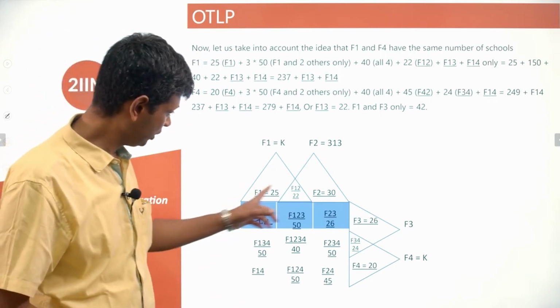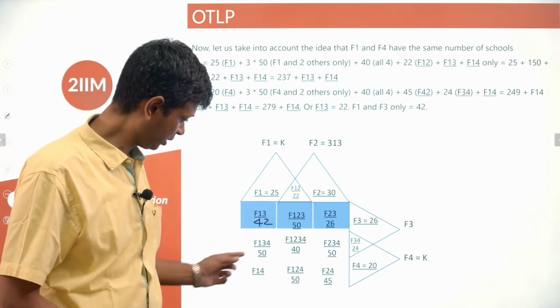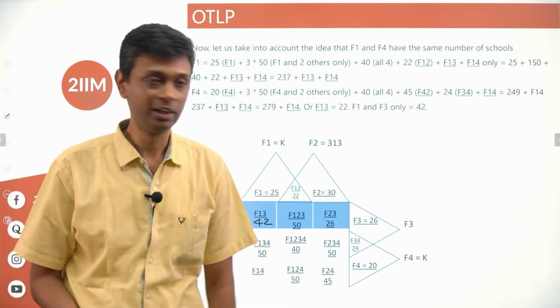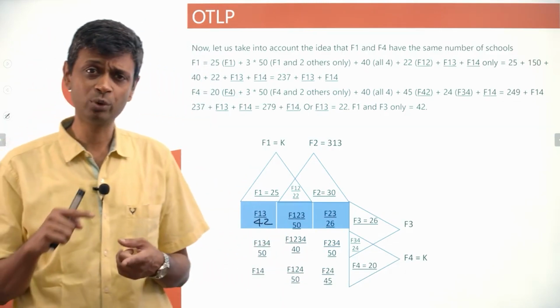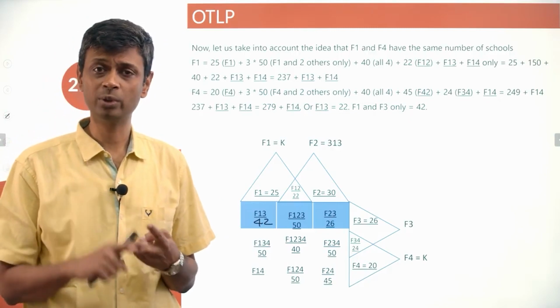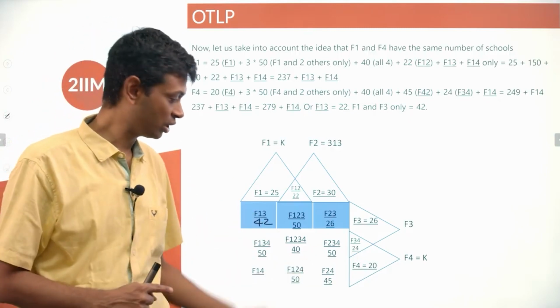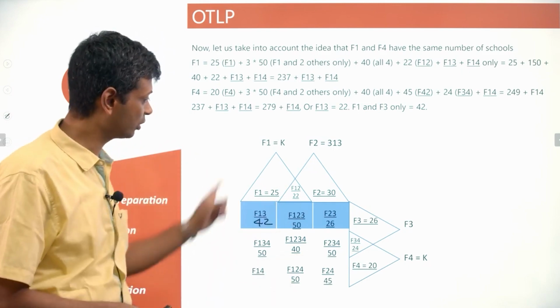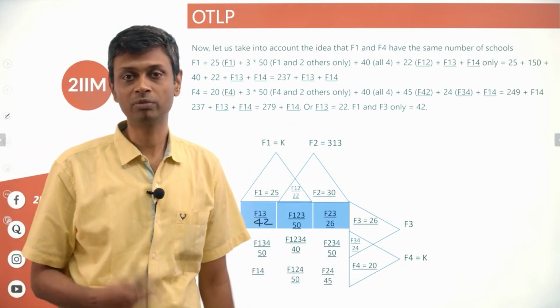We found these three, these three, these three, these three, these two. Just one piece here is missed out. We've used everything. We've used F1 is equal to F4. We've used F2 equal to 313. We used the idea these four are equal. All good, except for one fact, which is the sum total of all of this put together is equal to 520.